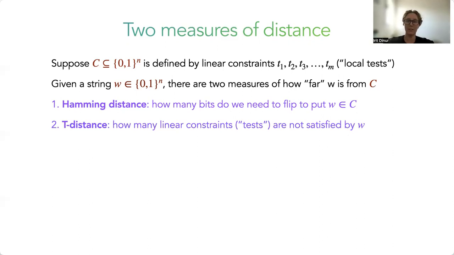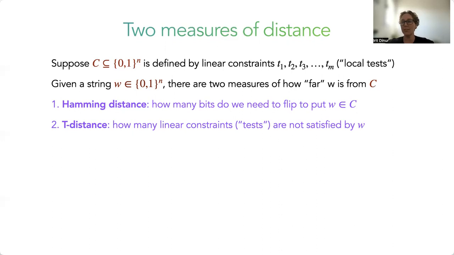The second kind of distance, let me call it here the T distance, has to do with a specific set of linear constraints, T1 after Tm. And it's just asking how many of the linear constraints are violated by W. Maybe W is almost in the subspace in the sense that it satisfies almost all of the linear constraints, but maybe it violates a few of them. And actually notice that the T distance is something that's easy to calculate, right? You could certainly do it in polynomial time.